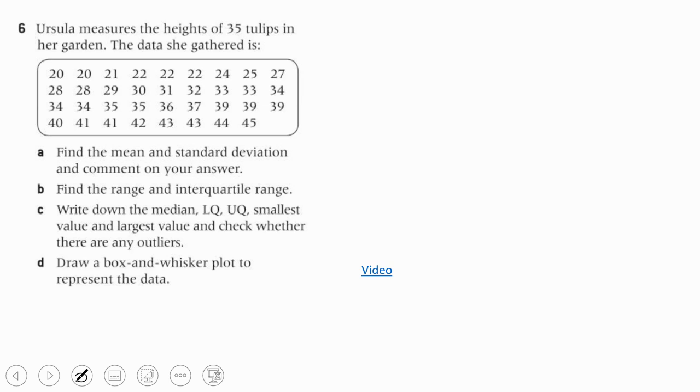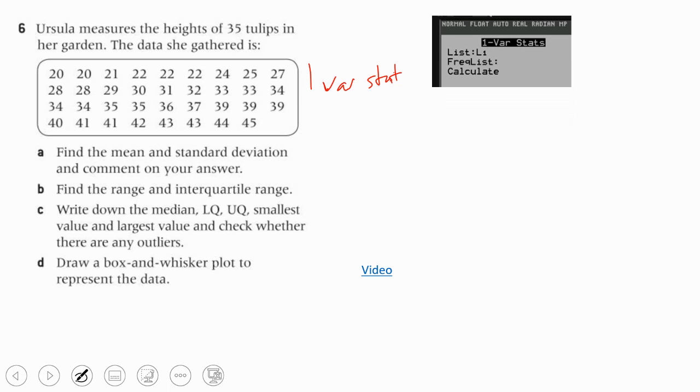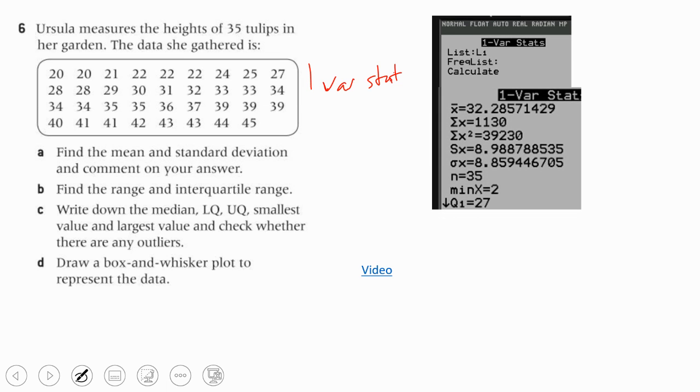So this is general one variable stats. Put all the data in your calculator into a stat list. Do one variable stats. Hit enter. So I have my one variable stat. So find the mean and standard deviation. There's the mean, 32.3 to 3 sig figs. Standard deviation, we use sigma, 8.86. The other one is called sample standard deviation.